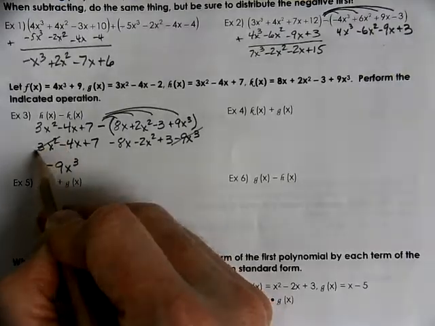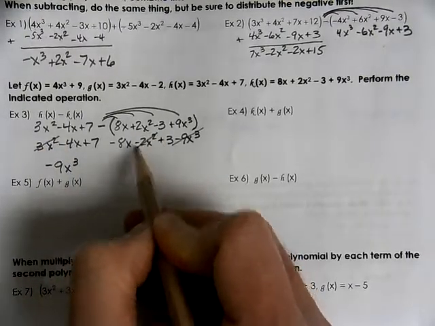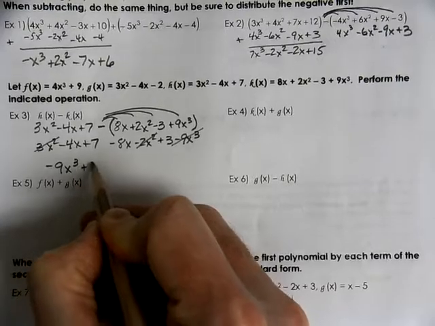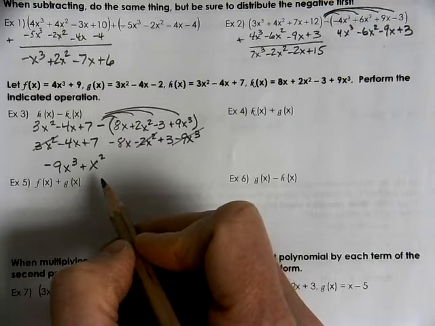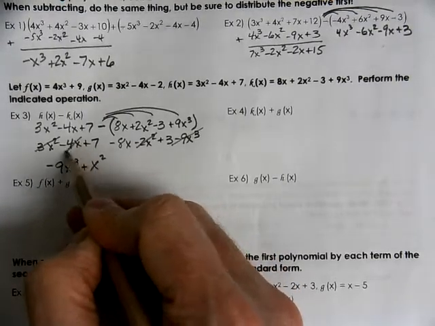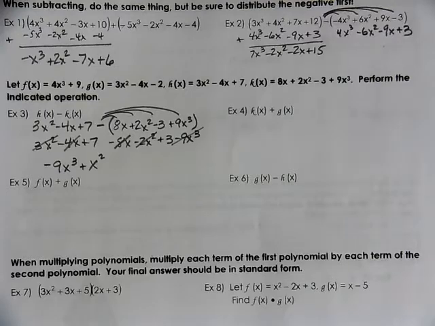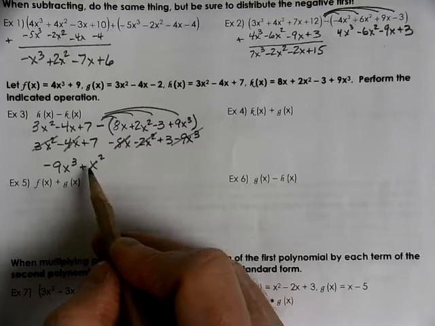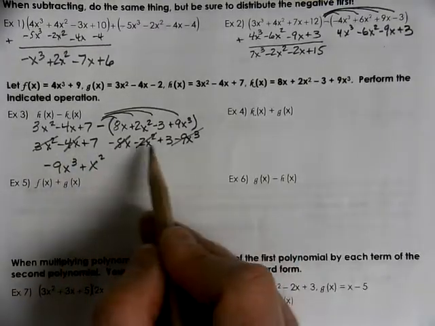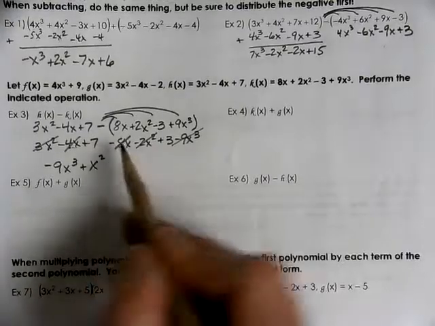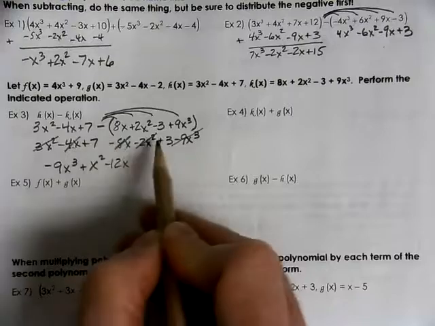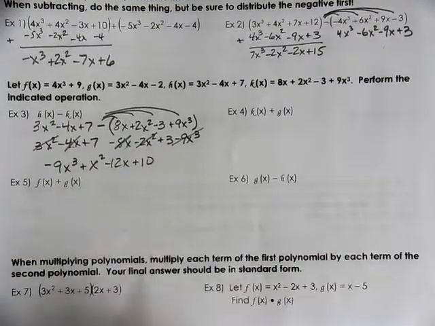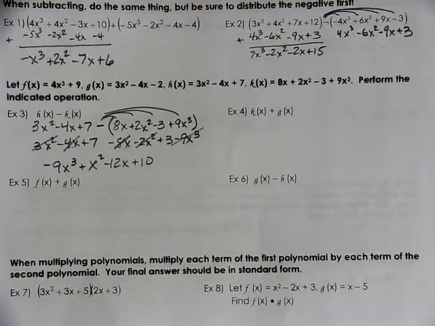So I got a 3x squared and a negative 2x squared. That gives me a positive 1x squared. I've got a negative 4x and a negative 8x, which is giving us negative 12x. And we have 7 and 3, which is 10. So we're just grouping our like terms together.